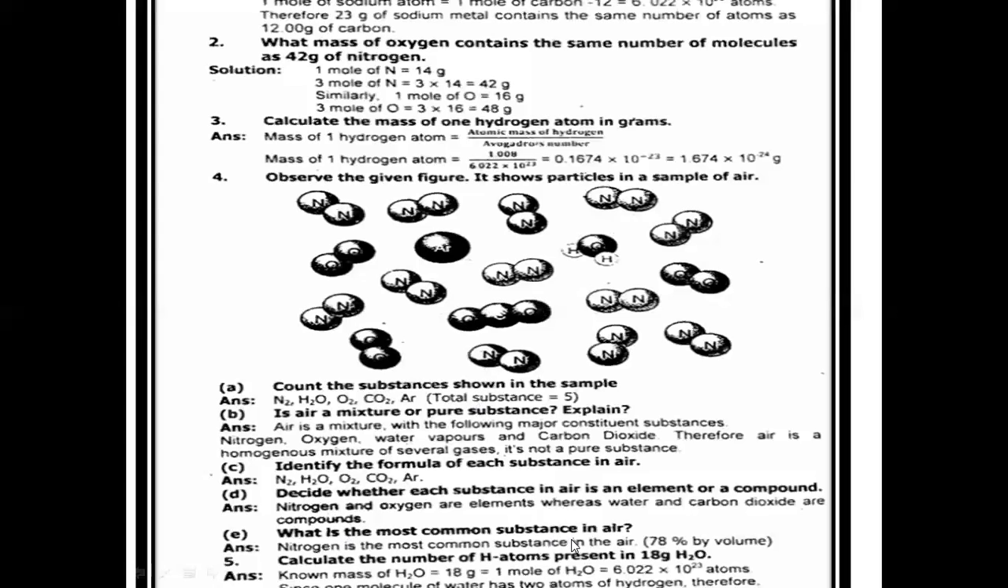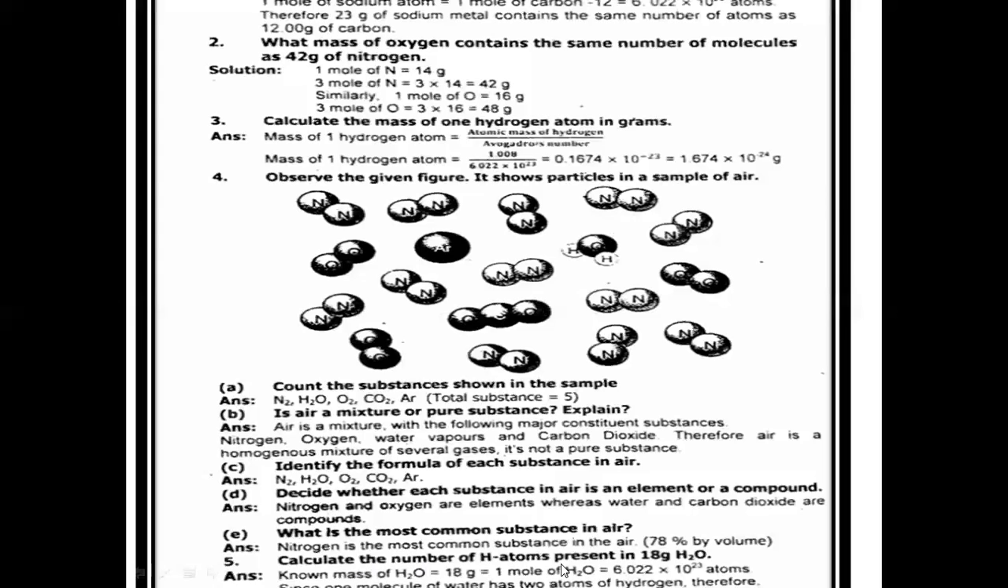What is the most common substance in air? Nitrogen is the gas which is present in highest percentage in air, and its percentage is 78%. 78% by volume. 78% means 78 out of 100 is nitrogen gas, and then the rest is the other gases.